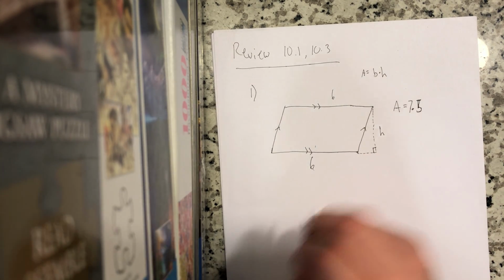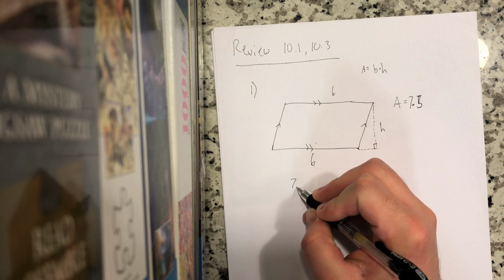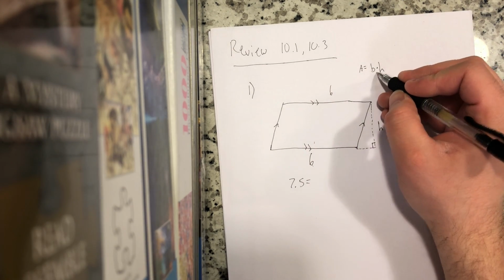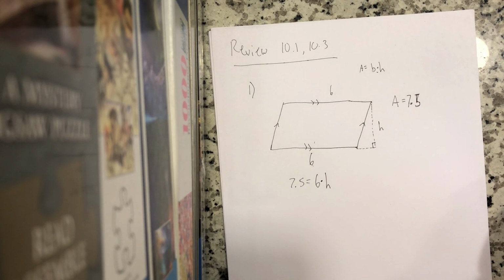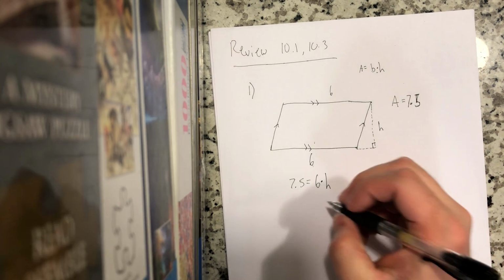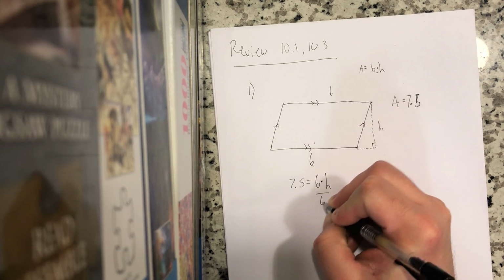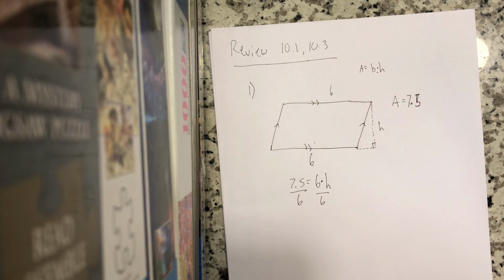We have the base, and we also have the area. So we've got 7.5 equals, we'll just plug it into the formula, 6, which is the base, times the height. All right. Now we'll go ahead and divide here, dividing 7.5 by 6. It's going to be a little bit over 1. I'll give you guys a couple seconds to do this on your calculator, if you want to do that real quick here.